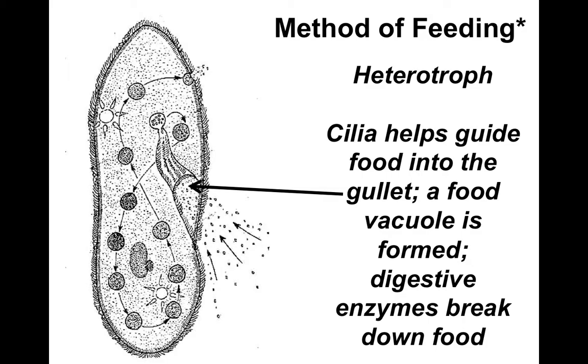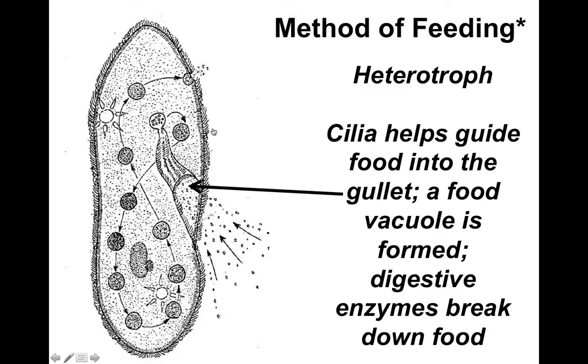Under method of feeding, if you guys could, just simply put down heterotroph. You don't have to put down any of this other stuff. So method of feeding, heterotroph, because they're animal-like. You guys can kind of put two and two together there. How they feed is actually pretty crazy. If you guys could take a look up at this diagram right here, what they have is this cornucopia looking thing. I don't know if you guys know what a cornucopia is. That's what all the pumpkins and things like that go in for Thanksgiving.